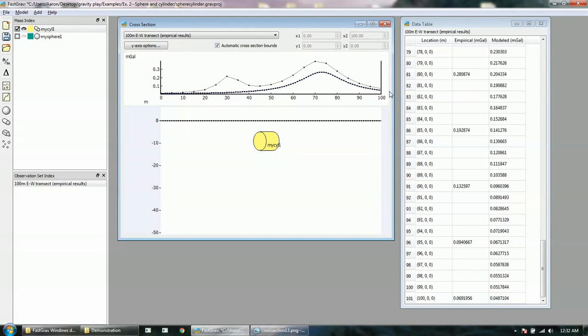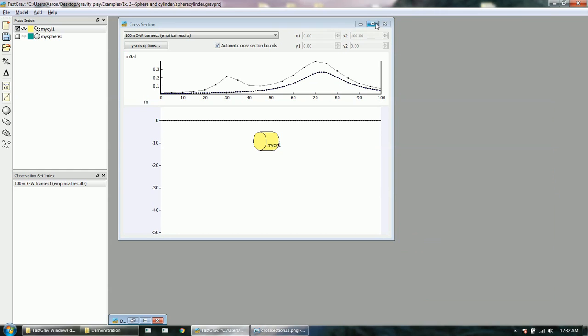Okay, now let's talk about the profile graph panel. This is where your modeled gravity curve or your results are displayed. If you have empirical data for any of your observation points, that's displayed here too. In this example project, I do have some made-up empirical data, so we see two curves here. Let me make this window larger so we can see them better.